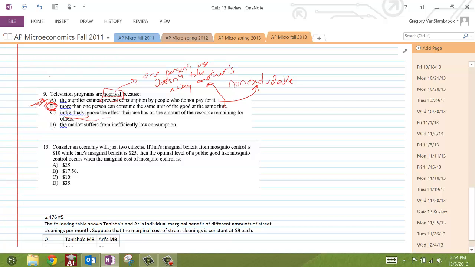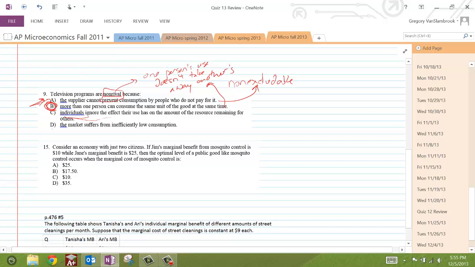So it's a little bit of application there. Okay, number 15, consider an economy with just 2 citizens. If Jim's marginal benefit from mosquito control is $10, while Jane's marginal benefit is $25, then the optimal level of a public good like mosquito control occurs when the marginal cost of mosquito control is what? So 2 things we want to get out of this.